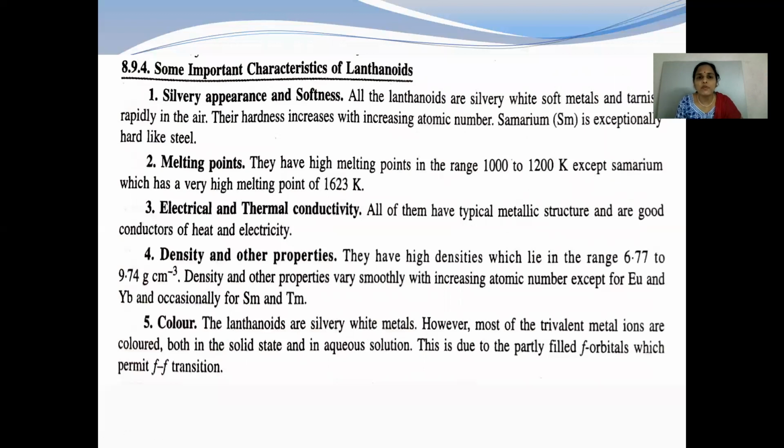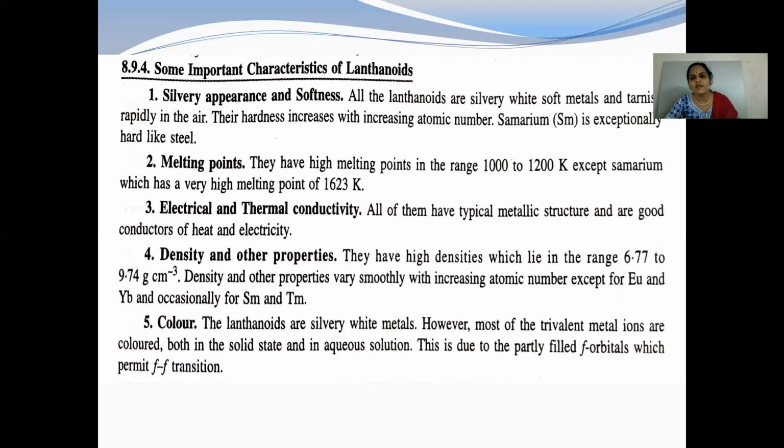Next, we come to some important characteristics of lanthanoid elements. First characteristic feature is silvery appearance and softness. So all lanthanoids are silvery white metals and they tarnish rapidly in air. Their hardness increases with increase in atomic number. Samarium is exceptionally hard like steel.